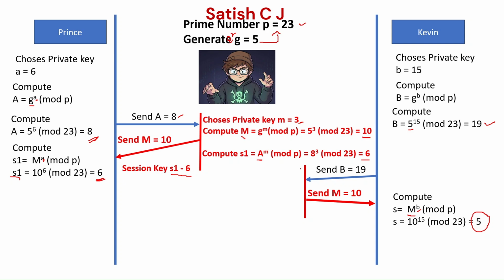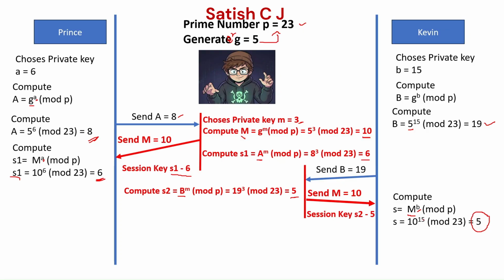And what the hacker does, he has intercepted this, he has got the value of B to be 19 from Kevin. So he is able to compute the shared secret key 2, that is B, that is 19 power m, that is the private key 3, mod p, p is 23. So that is 19 power 3 mod 23, that is 5. So now the hacker and Kevin share a key, and that key is 5.